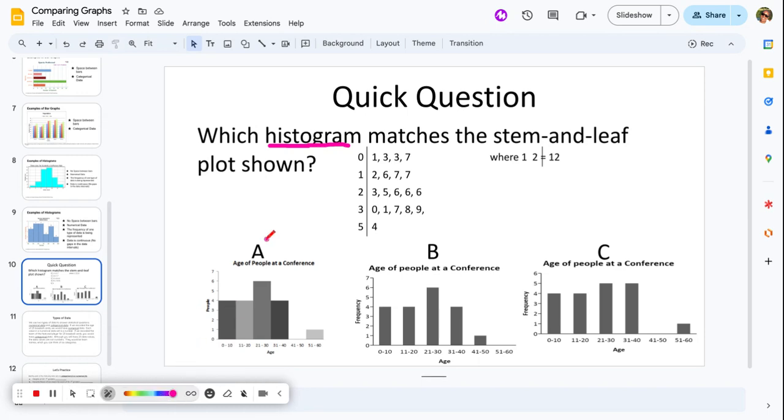Hopefully you guys chose A, because A is a perfect example of a histogram. All of the bars, there's no spacing in between the bars, as there are here. So this would be an example of a bar graph. And C is also an example of a bar graph. So we were just able to pick out the correct answer by understanding the differences between a histogram and a bar graph without doing any work.